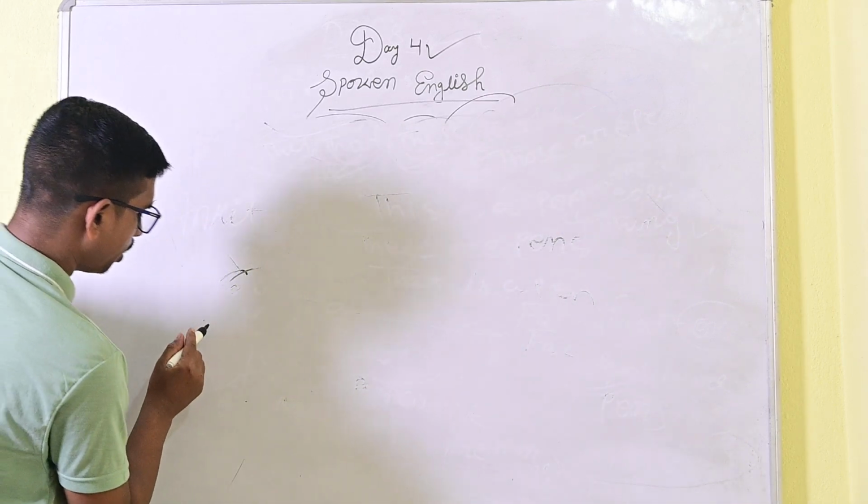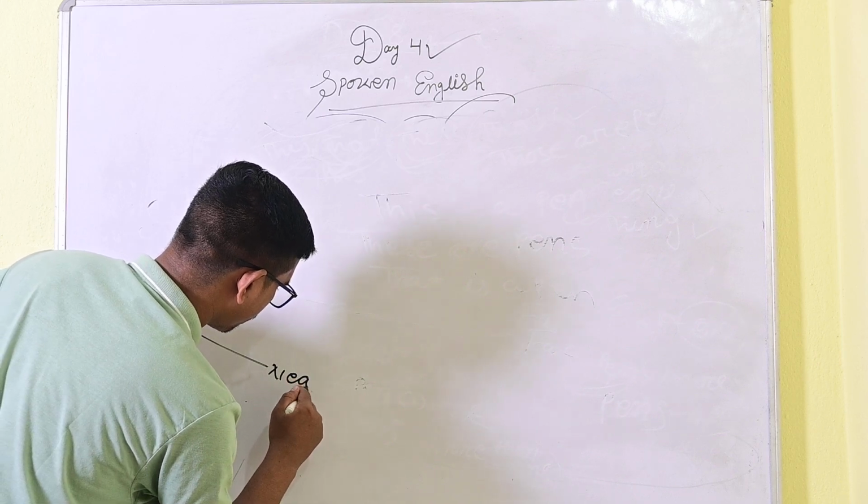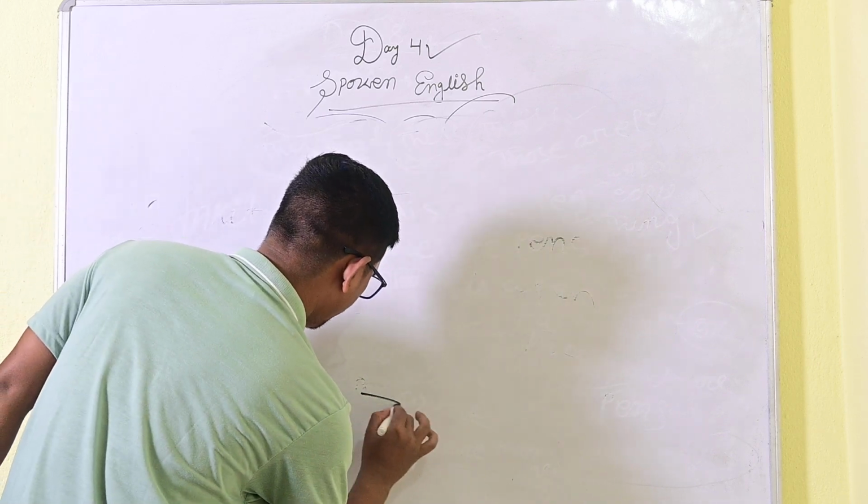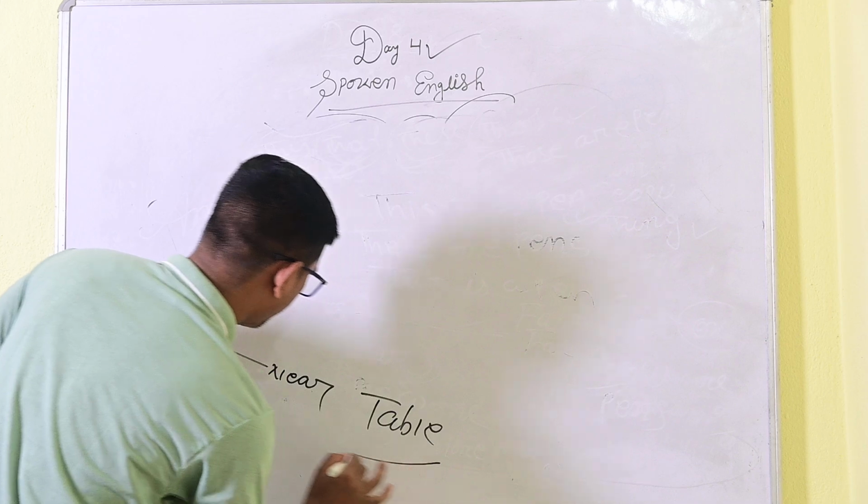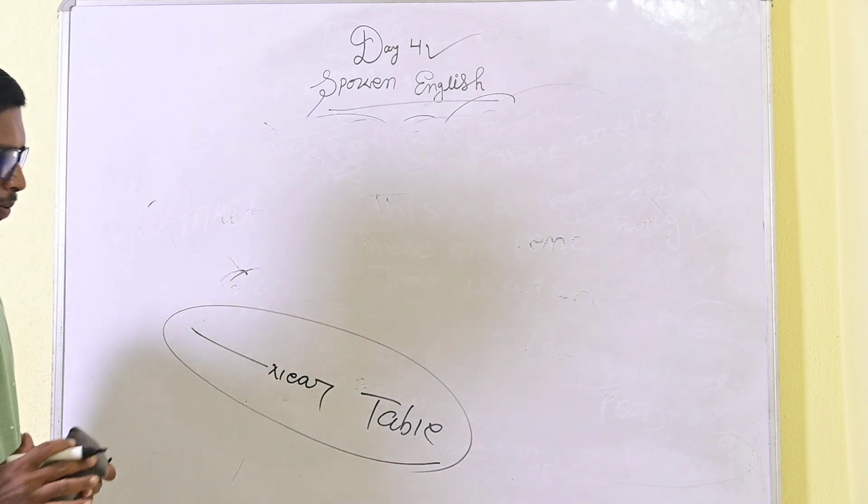Ankit is showing finger toward near, and there is a table. Okay, what will Ankit say? You have to write that in the comment box.